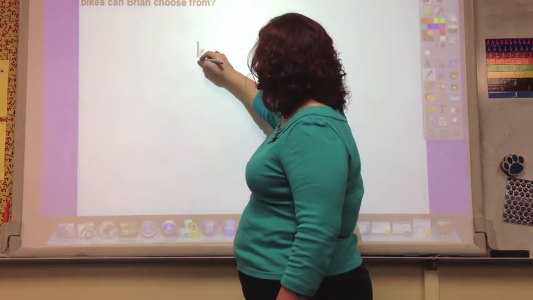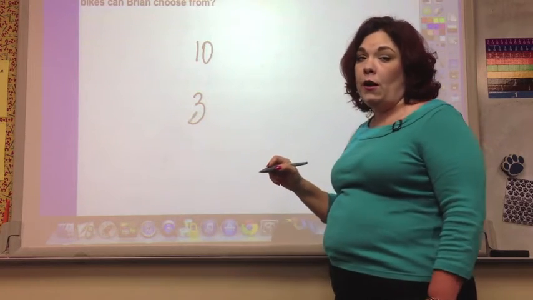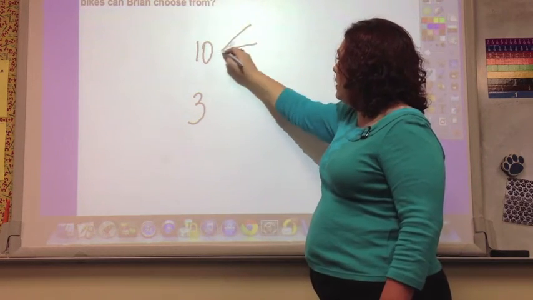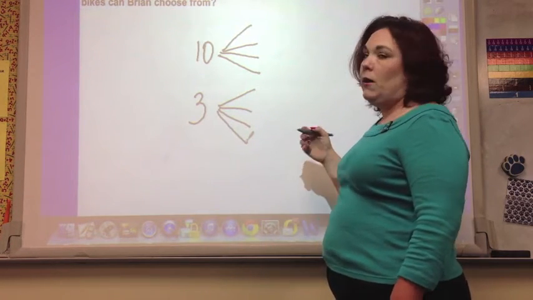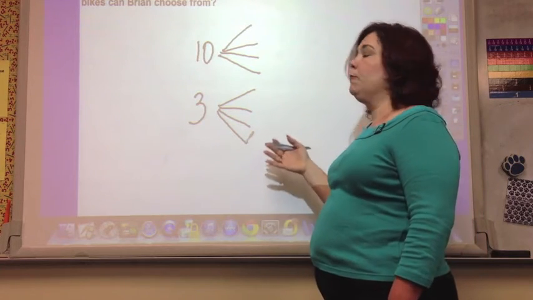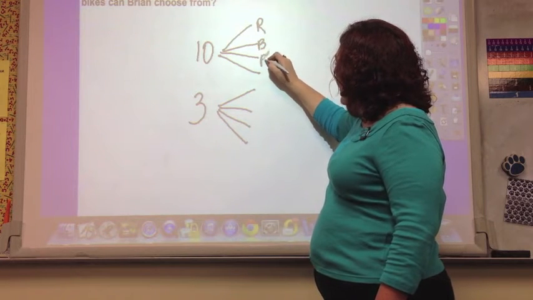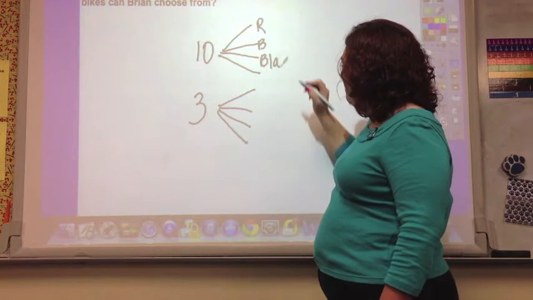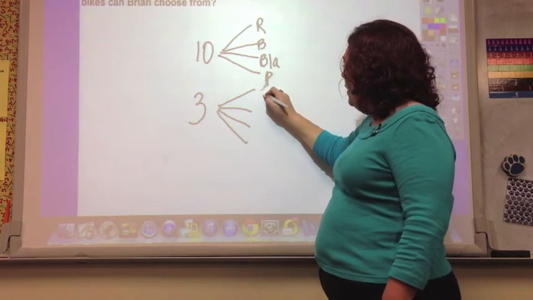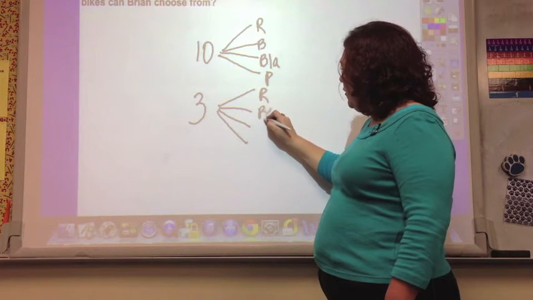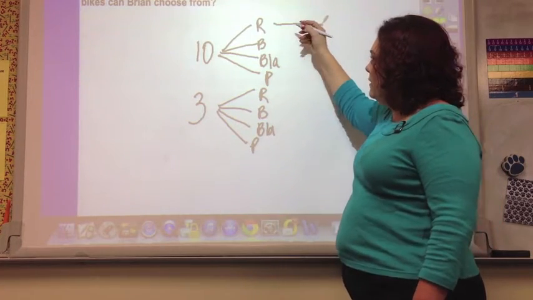So his first set of choices is a 10-speed or a 3-speed. And then he's got 4 colors for each of those. So I'm going to go ahead and do 4 branches. And that's why this is called a tree diagram, because these are called branches. It's like the branches of a tree. And I've got red, blue, black, which I'm going to represent by BLA, because BL starts blue and black, and purple. And then red, blue, black, and purple. So these are the colors.